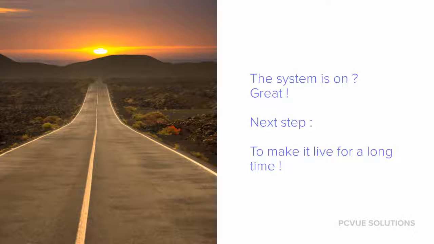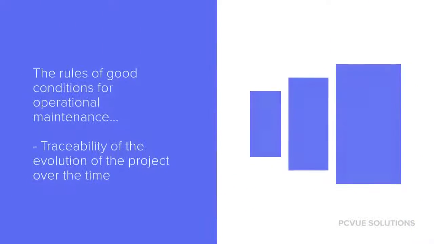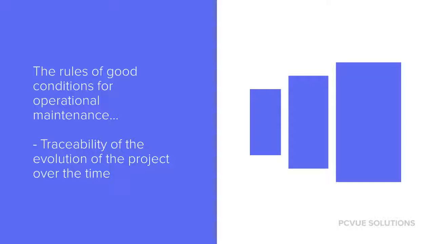Once the project has been approved, validated, and commissioned, a new era begins: the operational maintenance of the system. Good operational maintenance conditions must follow the following main principles. Set up a precise methodology for traceability of the evolution of the project over time.